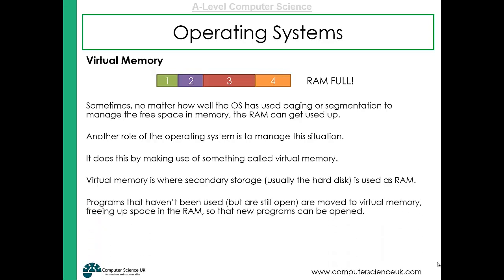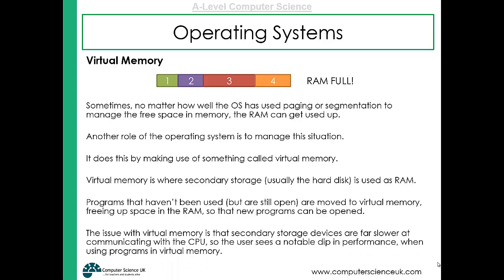So the programs that haven't been used for a while but are still open are regarded as perhaps lower priority to the user, and they're moved to virtual memory to free up some space in the RAM so that new programs can then be opened. Now, the issue with virtual memory is that secondary storage is much slower at communicating with the CPU, so the user will see a notable dip in performance when virtual memory is in use. But the idea is that data is swapped out of RAM and put into virtual memory, and when that program needs to be used, it's swapped out of virtual memory and put back into RAM.